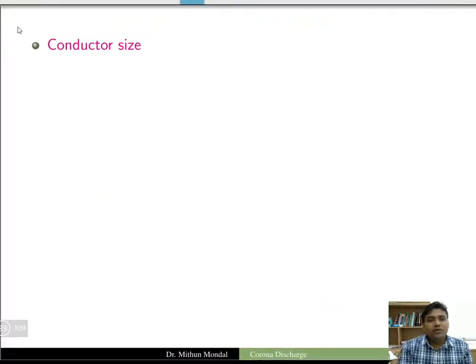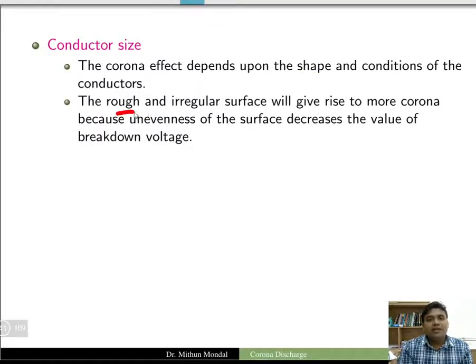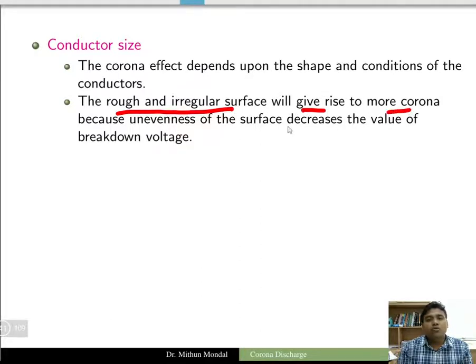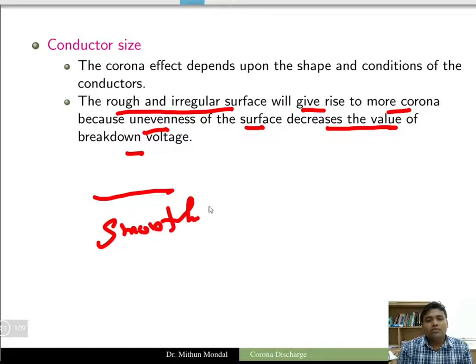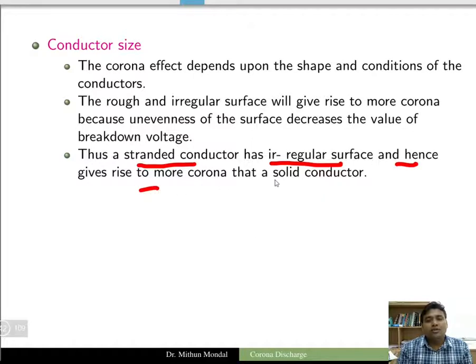Next factor that we are going to discuss is the conductor size. So the corona effect depends upon the shape and conditions of the conductor. The rough and irregular surface will give rise to more corona because unevenness of the surface decreases the value of the breakdown voltage. So if the conductor is smooth, more voltage is required. However, if the conductor is rough and irregular, less voltage will be required for production of the corona. Thus, a stranded conductor has an irregular surface and hence gives rise to more corona than a solid conductor.